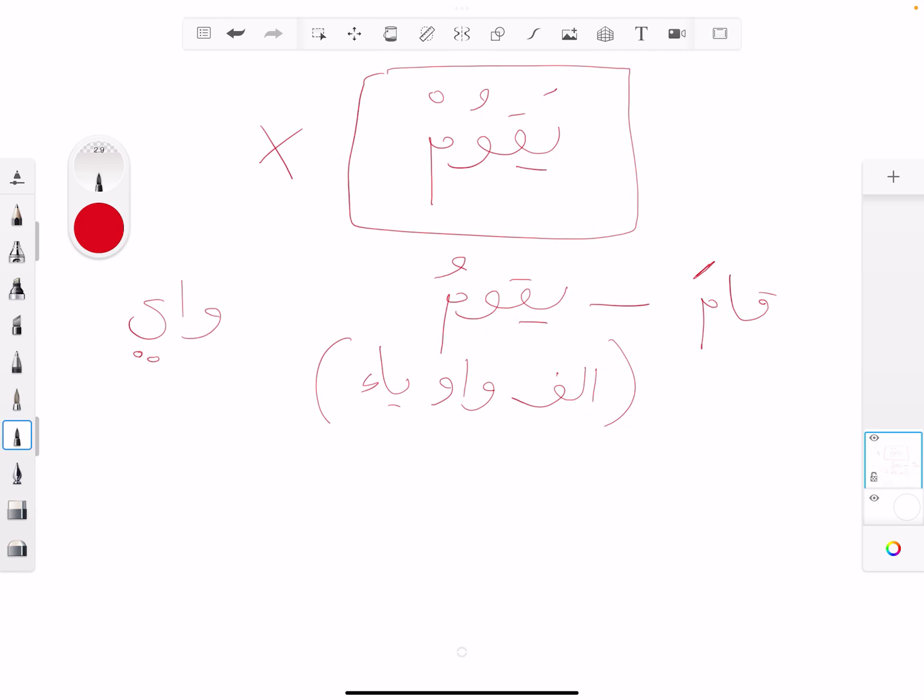So alif, waw, and ya. When they come in the middle of a word, like here, what happens is that you'll drop it. You'll drop it. So what will it become now? Yaqum. What's that rule called?